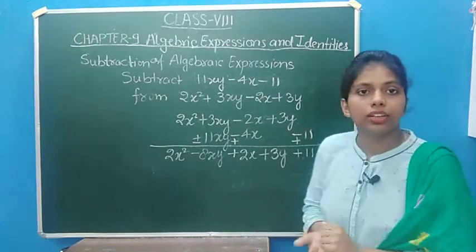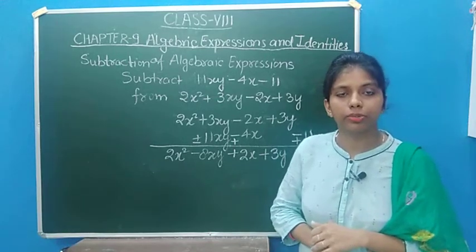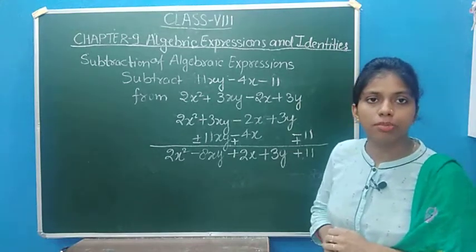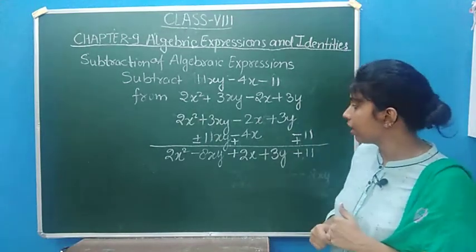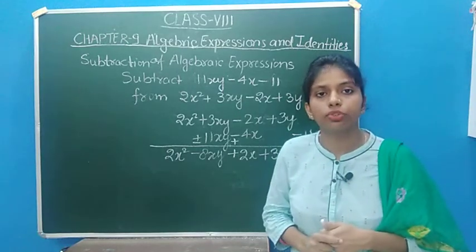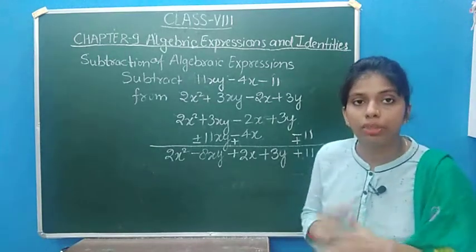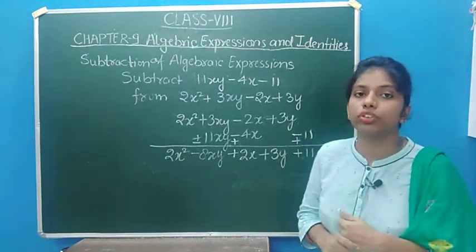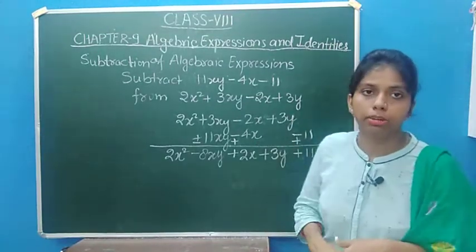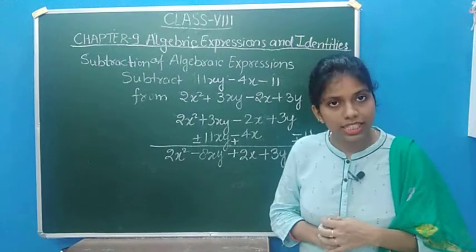So this will be our answer. So you understood how we do subtraction in algebraic expressions. We have to arrange them in such a way that like terms are with each other. After that we change the sign of the expression which we have to subtract. After changing the sign we simply add it with the new sign, not the old one. That's the way I explained with these two examples. So I hope it is clear.